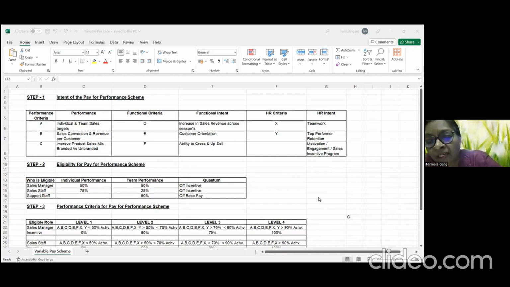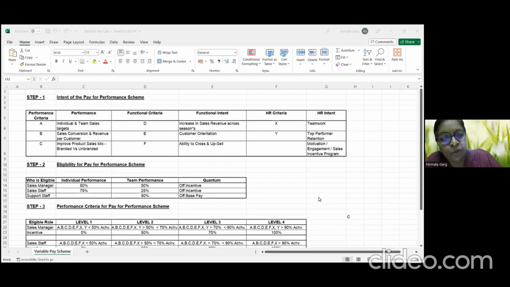And second thing, you have to write intent from the HR perspective. That's it. Functional intent and HR intent. Just stick to E and G, nothing else. But write A, B, C. Okay. Functional intent and HR intent.